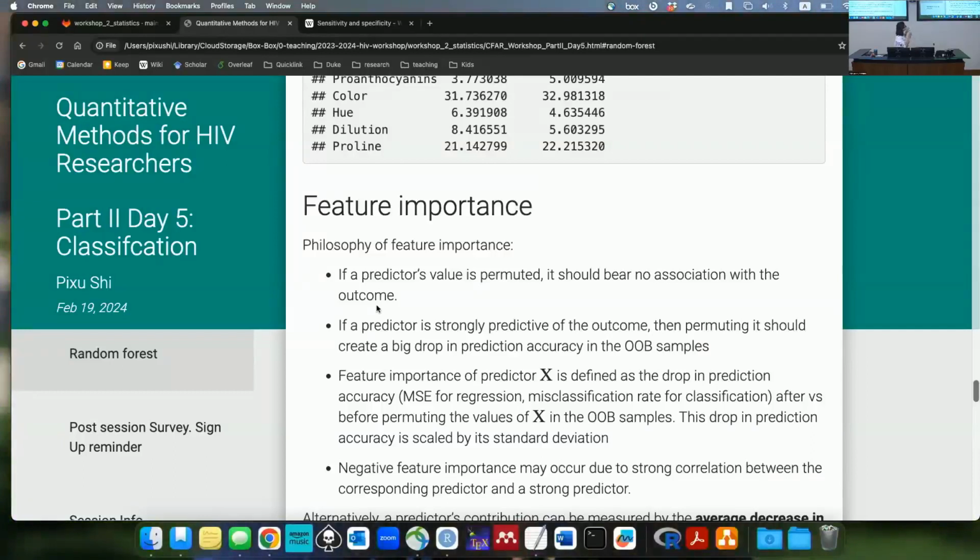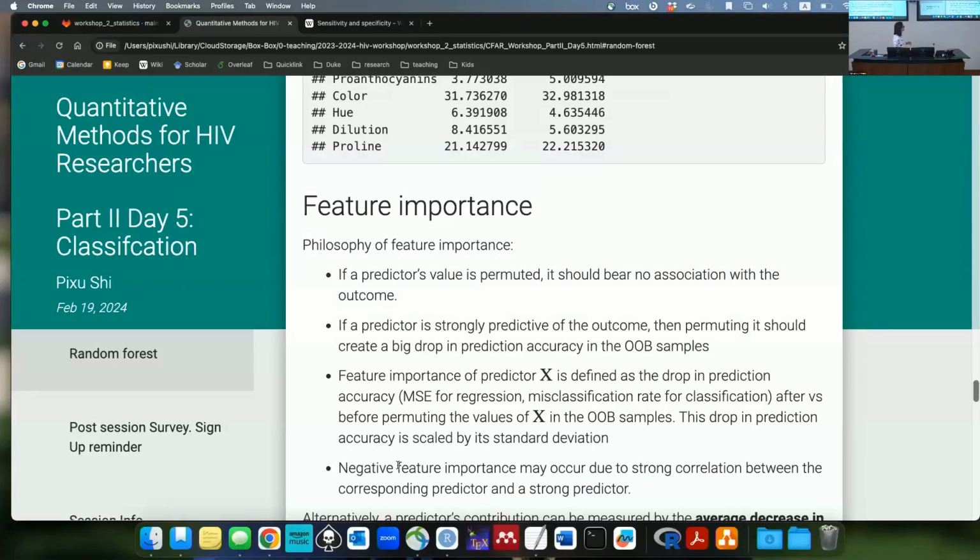So the philosophy is that I want to know if feature X is important or not. So I just shuffle the value of X and see how much drop there is in the prediction accuracy. The bigger the drop is, the more important this predictor is. And this drop in the prediction accuracy is going to be scaled by its standard deviation. And this prediction accuracy is also going to be evaluated using the out-of-bag samples. So it's free from that overfitting problem.